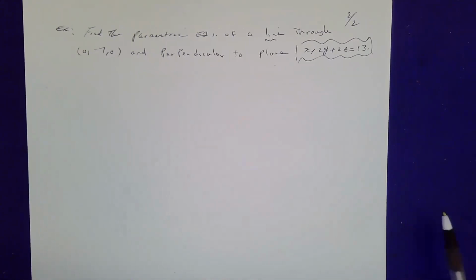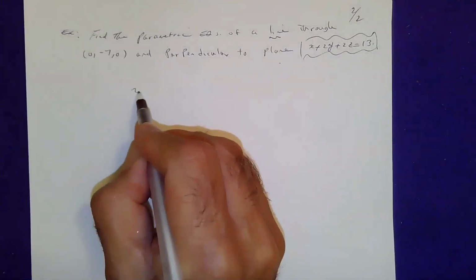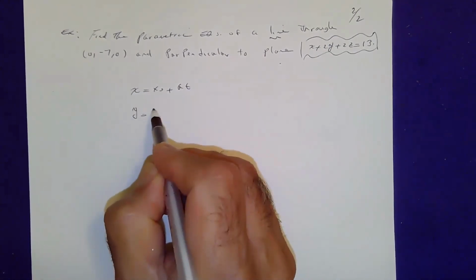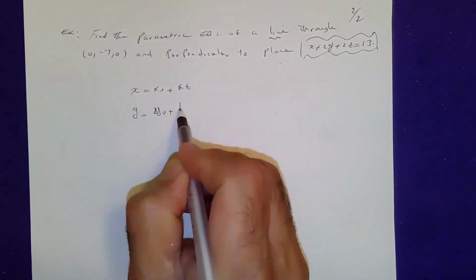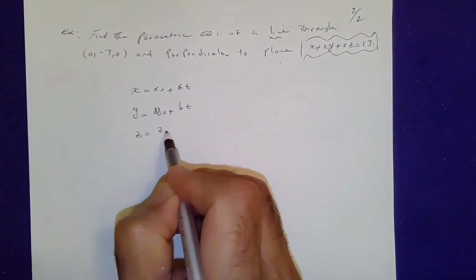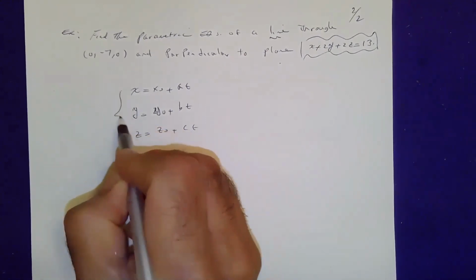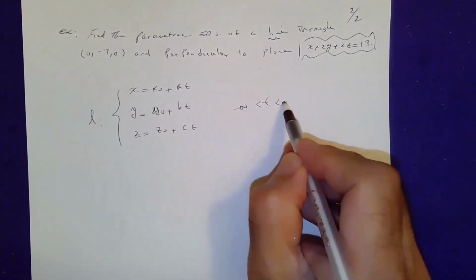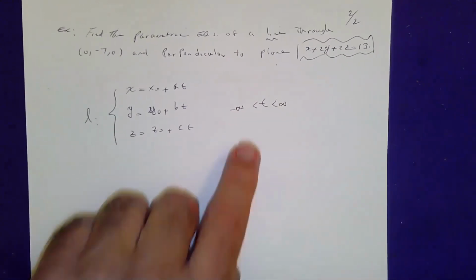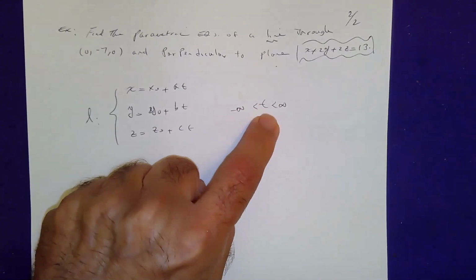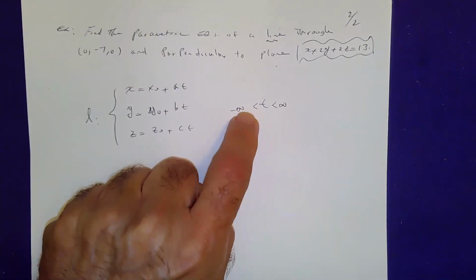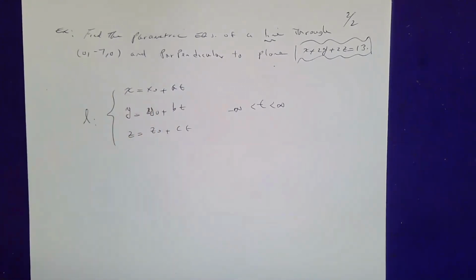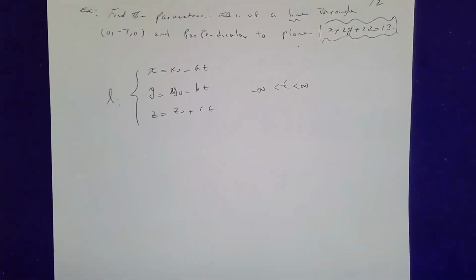So, any idea? Remember, the parametric equation goes like this. Y0 plus bt, Z0 plus ct, and don't forget to tell people t goes from negative infinity to infinity. Because the minute you restrict this between 0 and 1, inclusively, that means including 0 and 1, this becomes a line segment.